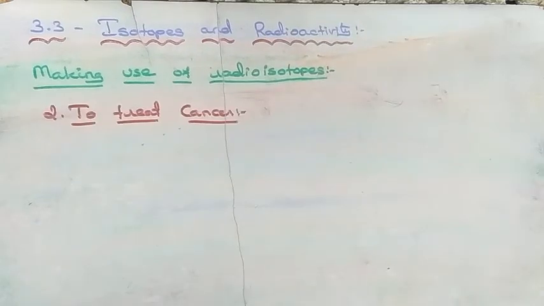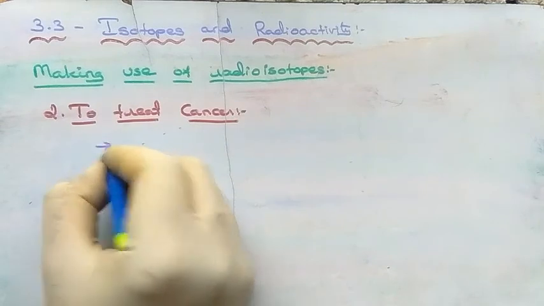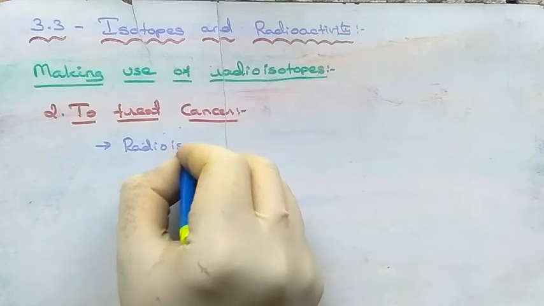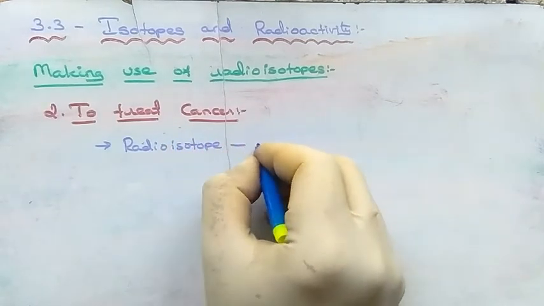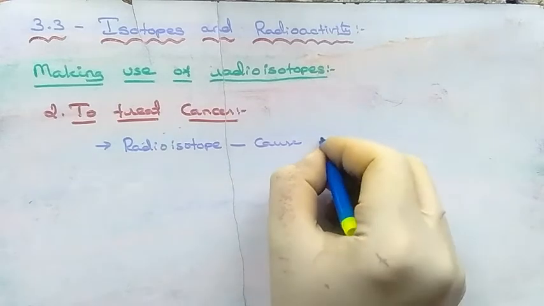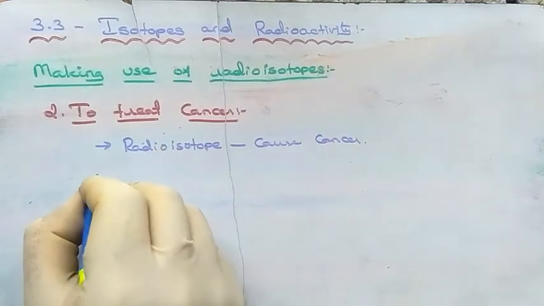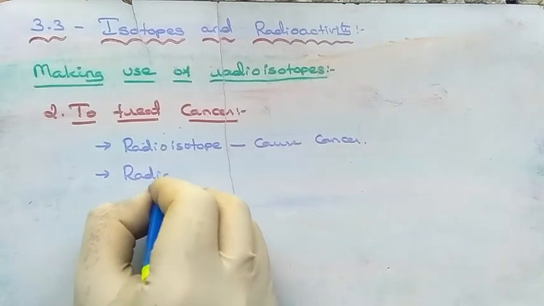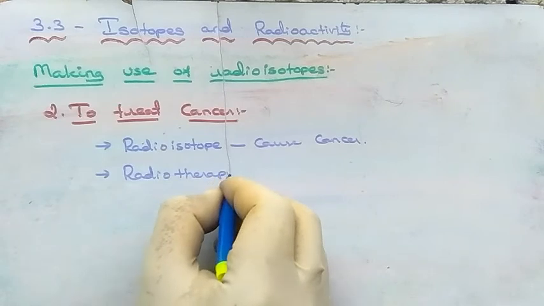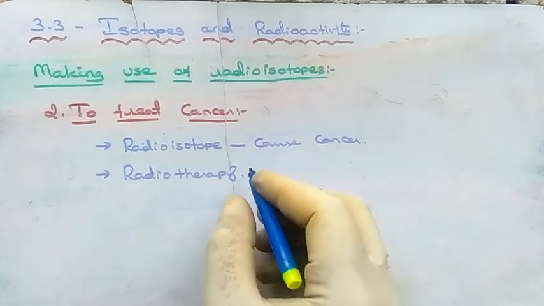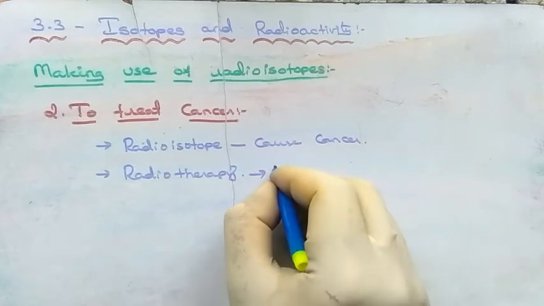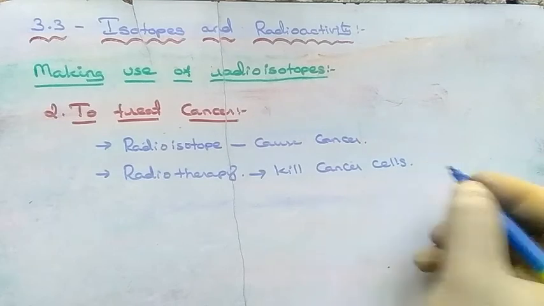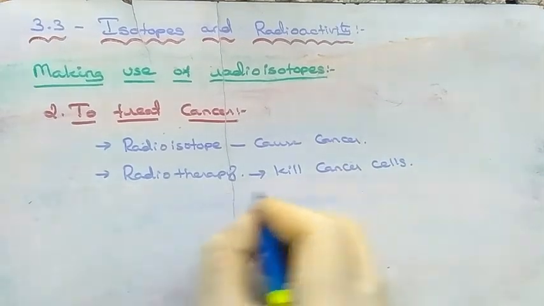Next use, to treat cancer. We have seen previously that radioactive isotopes cause cancer, as well as that radioactive isotopes can kill living things. So here the treatment is called radiotherapy, in which radioactive isotopes will be passing through our body and it will kill the cancer cells. So to kill the cancer cells, we are using radioactive isotopes, and the treatment is called radiotherapy.